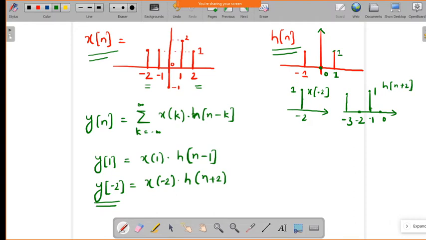Okay, so now multiply x of minus 2 into h of n plus 2. So what will you get? Only at minus 2 you will get the signal, because x of minus 2 exists only at index minus 2. So what is there at minus 2? It is 0. So now if you multiply this, what will you get? It will be 0, is it not?